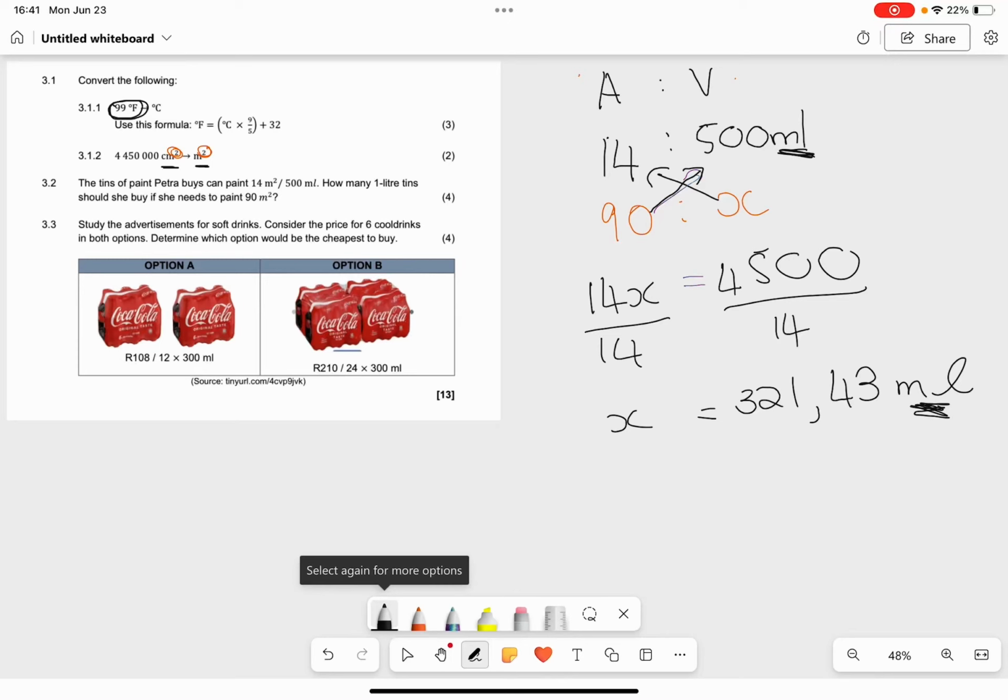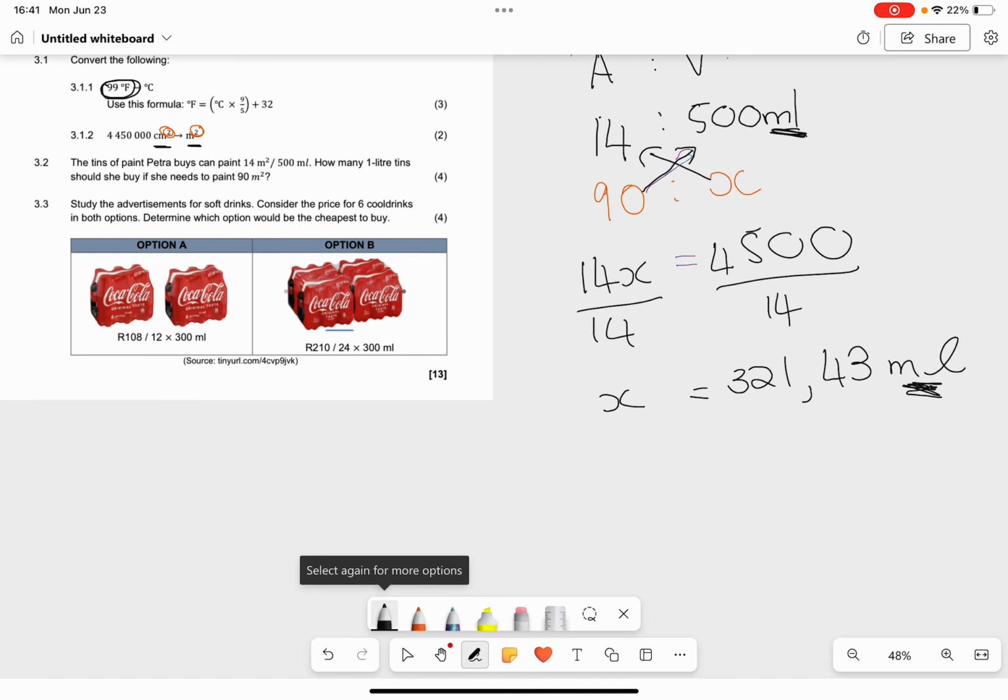Number 3.2 says that the tins of paint Petra buys can paint 14 square meters per 500 ml. How many 1 liter tins should she buy if she needs to paint 90 square meters? So basically, guys, what I want you to realize there is that we are given a rate.